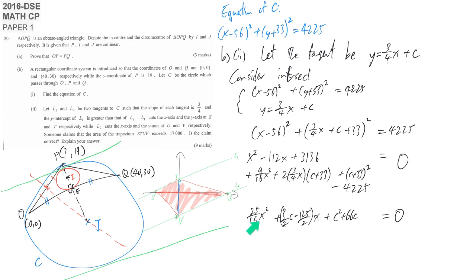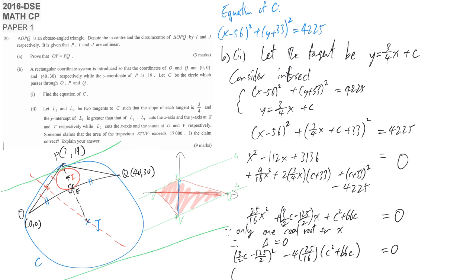So this is a quadratic equation with an x squared term, x term, and constant term. Since it is a tangent, there is only one solution, only one root for x. Therefore, the delta is equal to 0: (3 over 2 c minus 125 over 2) squared minus 4 times 25 over 16 times (c squared plus 66c) is equal to 0. Both sides times 4.